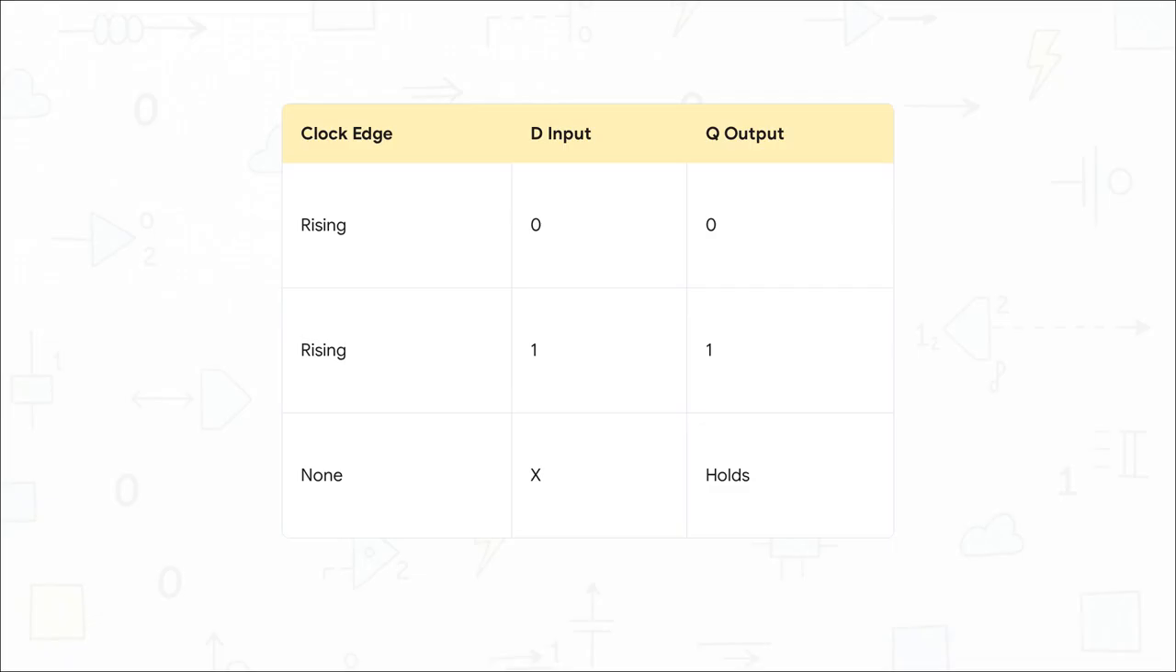But check out that bottom scenario. This is where the magic happens. If there is no active clock edge, it literally does not matter what the data input does. The output vigorously holds on to its previous value.